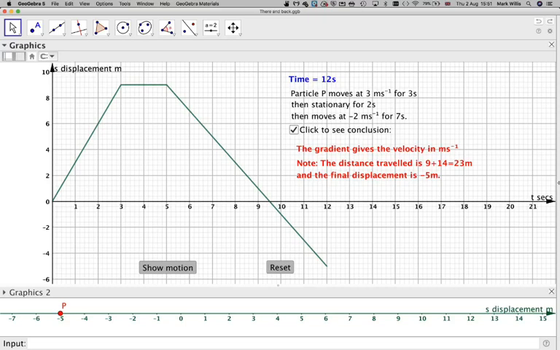So this sort of tells you the difference between distance and displacement, and maybe you can see that the gradient of a displacement-time graph gives you the velocity, and this gives a negative velocity, so velocity acting in the opposite direction.